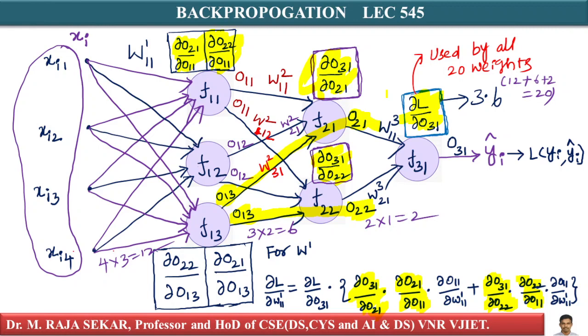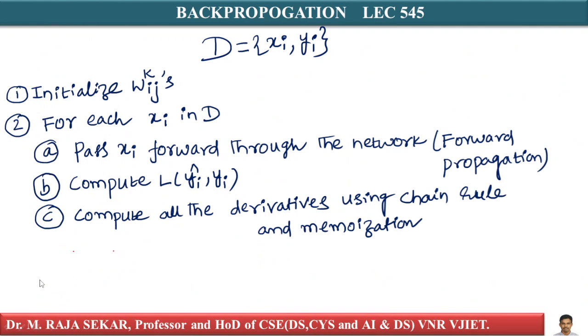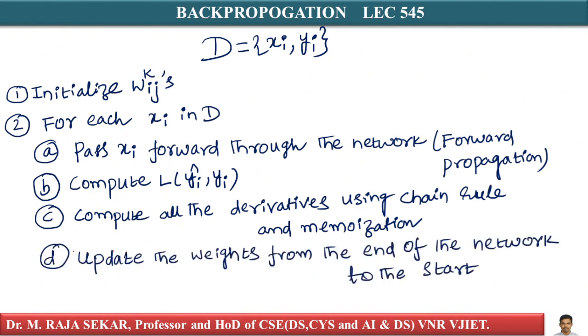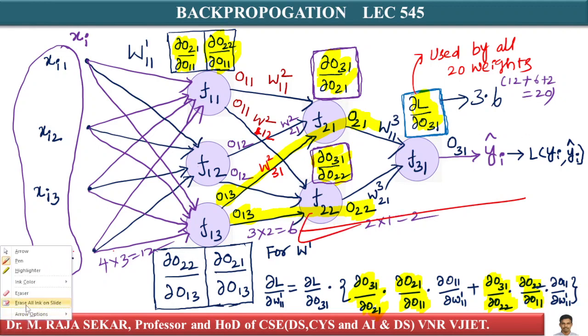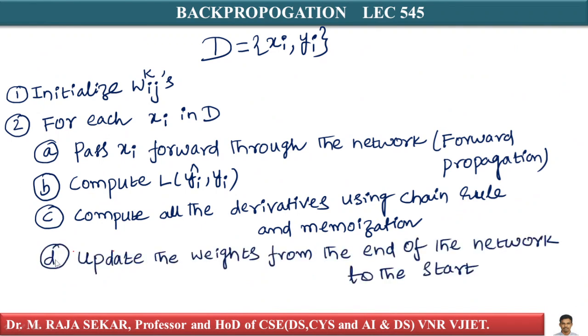If you have all these derivatives, the next step is to update the weights. Once I have the derivatives, certainly I can update the weights. That is step number D: update the weights from the end of the network to the start. That's important. You are updating the weights in this direction, from end to start. You are updating the weights from the end of the network to the start.